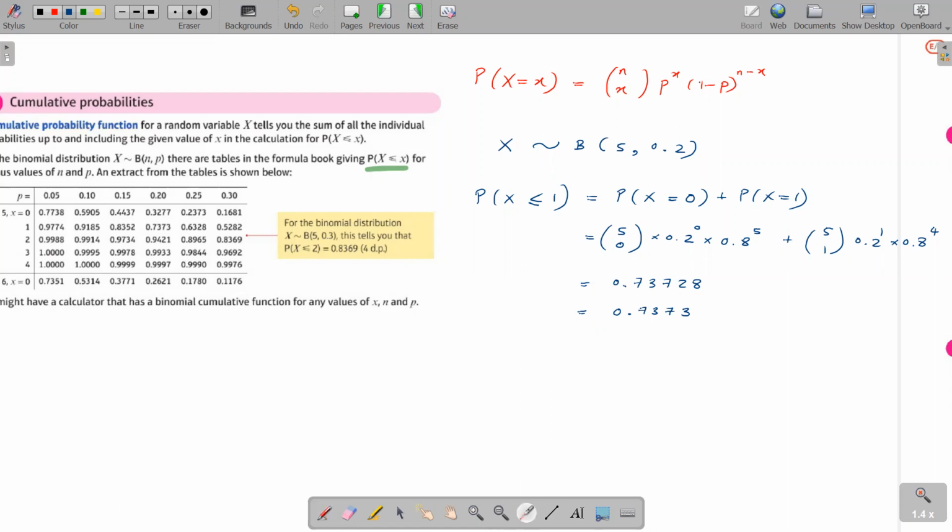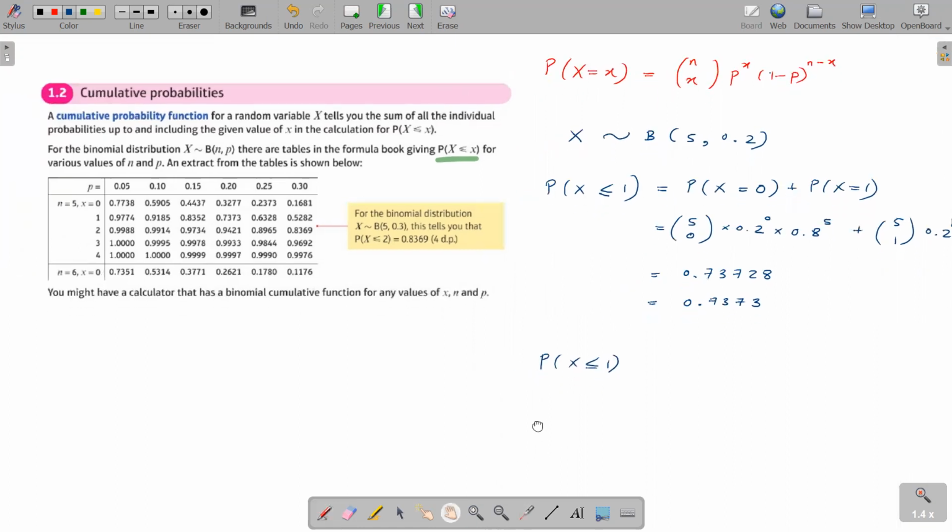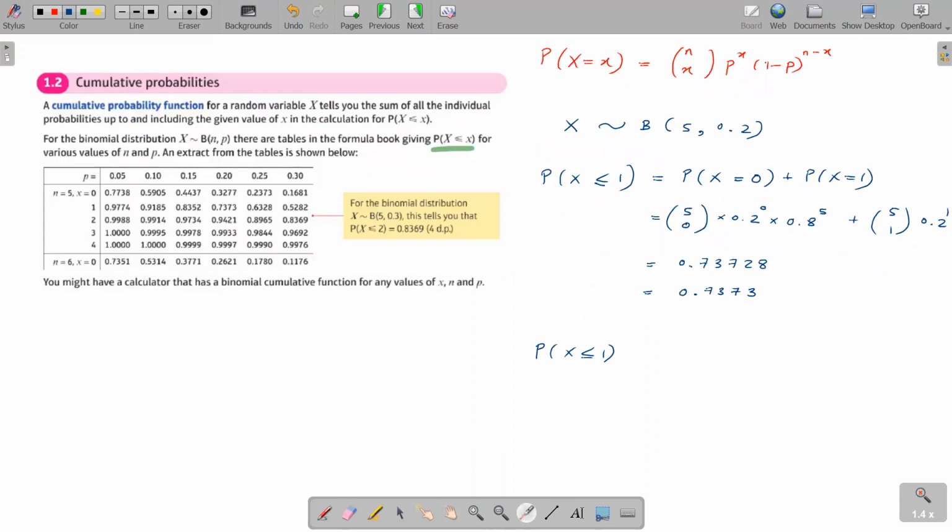Now let's see how to use the table to find the probability x is less than or equal to 1. Guys, what you should do is go to the probability table, and here I have a binomial distribution with n value 5. So go to the binomial cumulative distribution table and go to the row where n equals 5. They give you rows with many n values. You have to choose the row with n value 5.